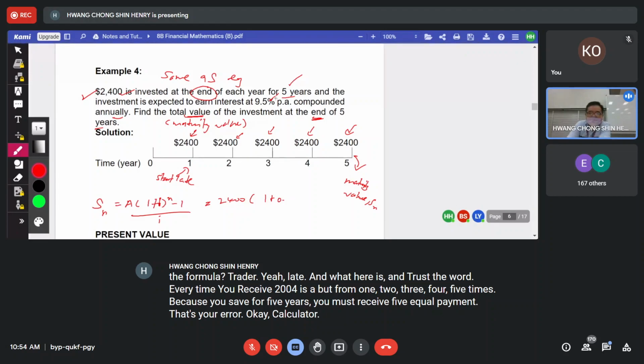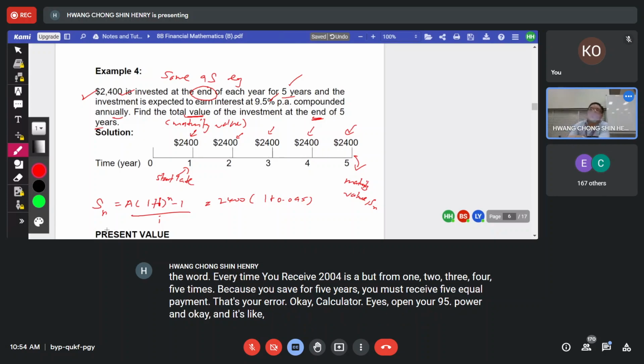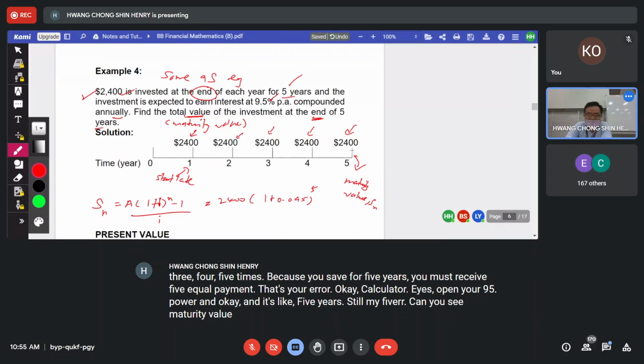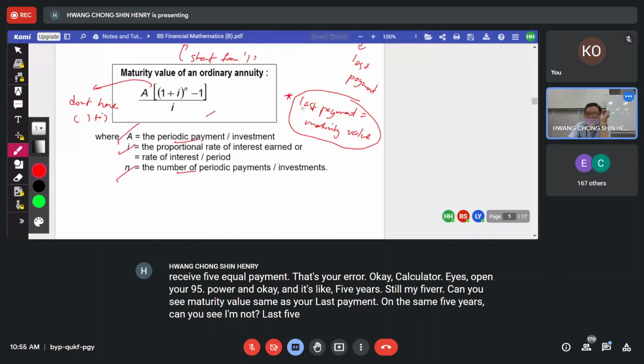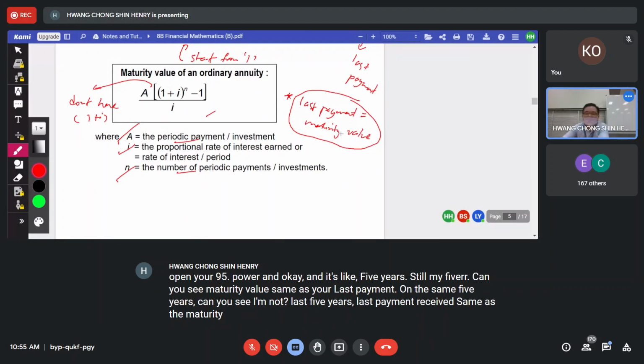I is 0.095. Power N. Okay, N is what? 5 years. Still the same, 5. Can you see the maturity value is the same as your last payment on the same 5 years? Can you see or not? Last 5 years, the last payment received is the same as the maturity value.